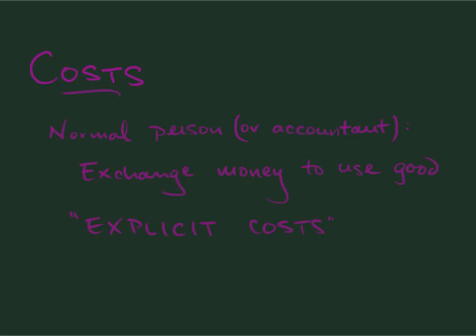Okay, so accounting costs are the money or the monetary transactions in order to use a good. We also use, and I'm sorry this is so confusing, the term explicit costs to refer to these because they are clear. That's what the word explicit means. These are clearly costs that the firm pays. There is a monetary transaction.